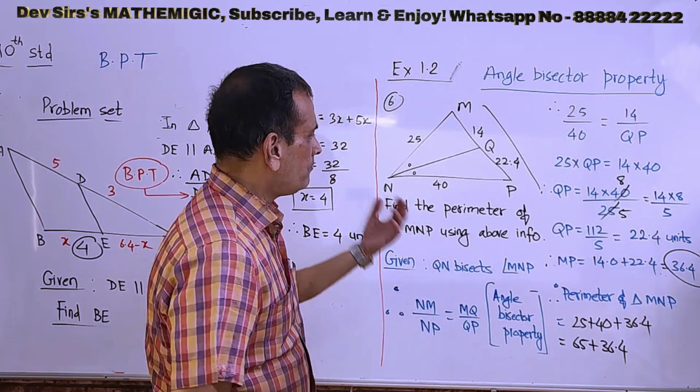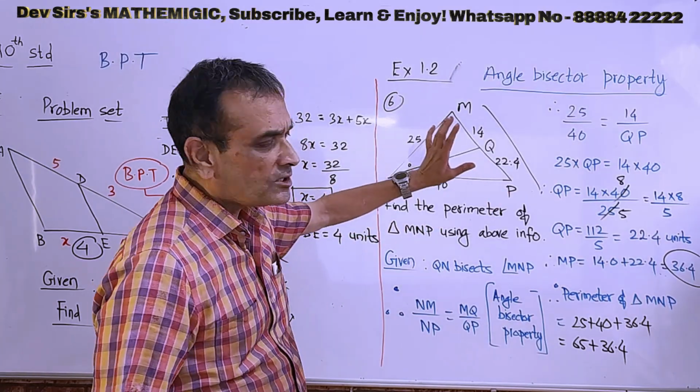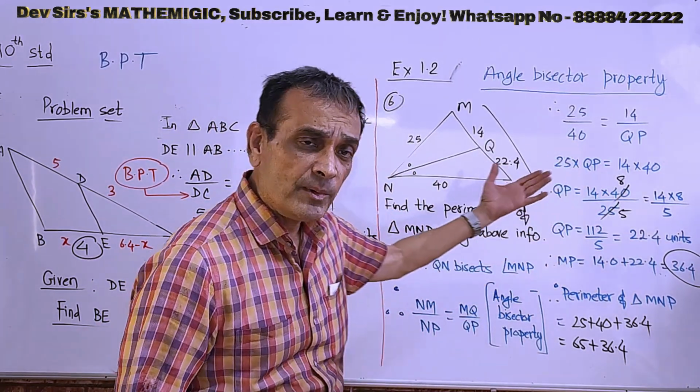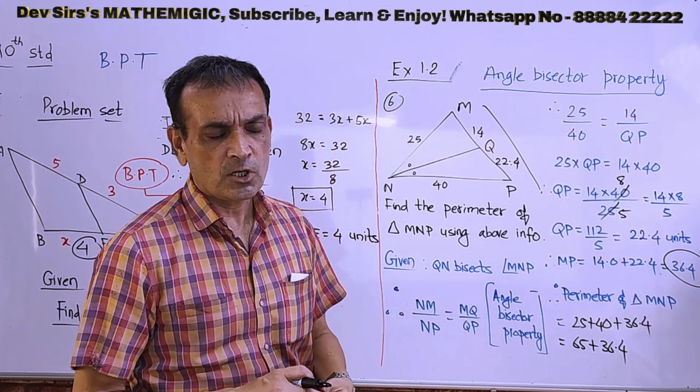In the textbook, only PQ is asked. But I think this sum was asked previously in the board exam where the perimeter was asked. Perimeter means एक extra step है, that's all.